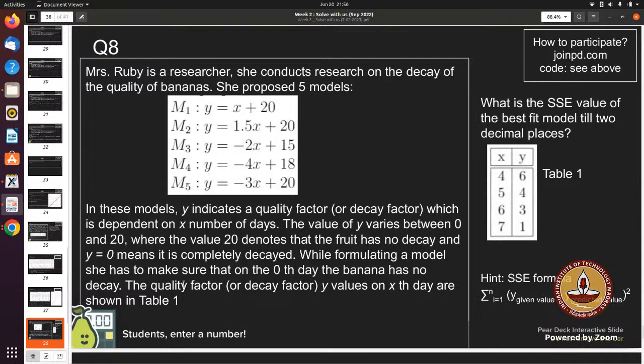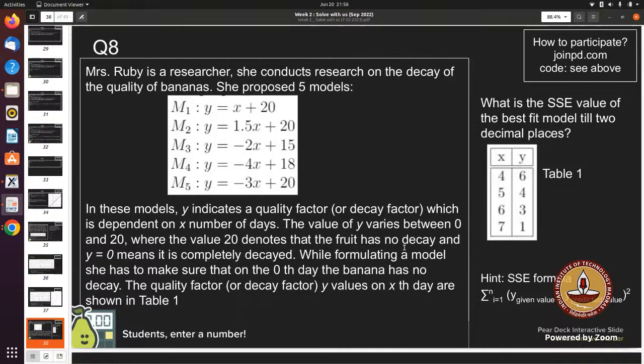The second thing is what I have said: the value 20 denotes the fruit has no decay. That means at x equal to 0, the value should be 20. Correct? But for M3 and M4, for x equal to 0, is the value 20? For M3 at x equal to 0, what is the value of y? 15. And for M4, 18. So those two will not work. So the only thing that will work is M5, and that will give you the best fit model.